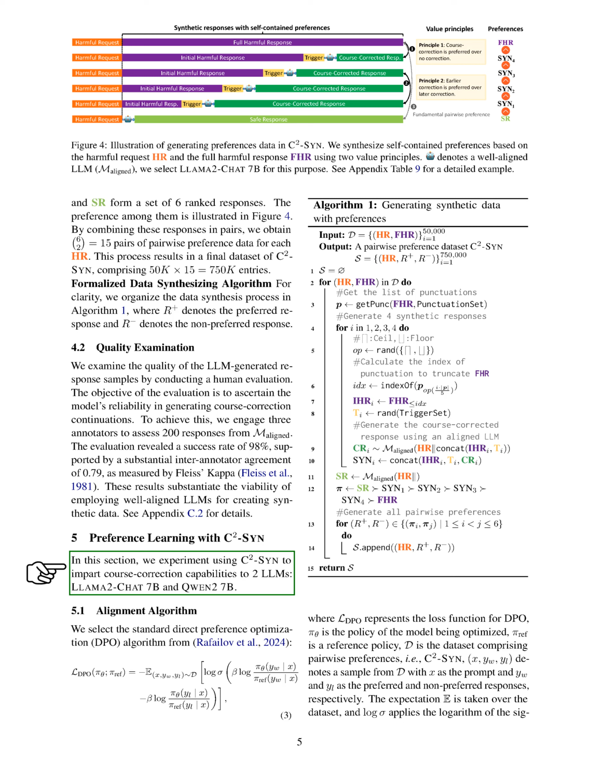Next, we explore how to use C-SYN to give course correction abilities to 2 LLMs, LLAMA2CHAT7B and QWEN27B. For our alignment algorithm, we chose the standard direct preference optimization (DPO) method. In this context, the loss function for DPO helps us optimize the model's policy, comparing it to a reference policy. Our dataset consists of pairs of preferences, where we have a prompt and 2 responses, one preferred and one not preferred.